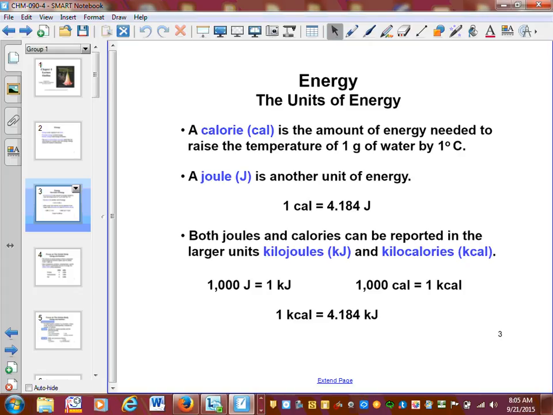Okay? Still copying? You know, these are on the PowerPoints. These are the PowerPoints. Okay.